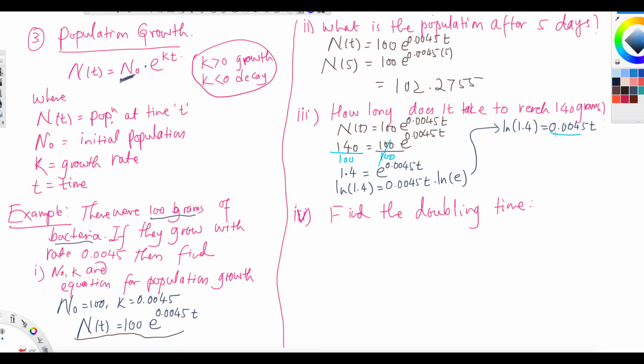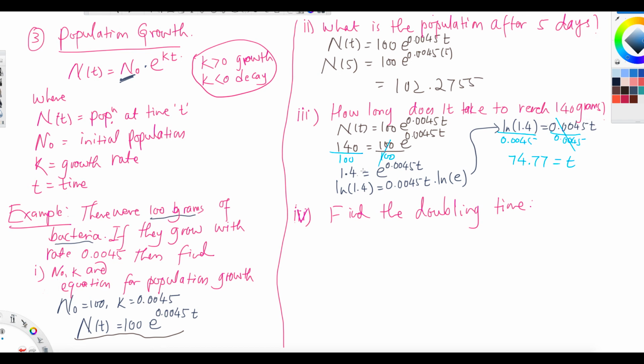You will get, let me divide that, 0.0045 and 0.0045. Okay, so what do you get? Just use the calculator because that will cancel out. You will get ln 1.4 divided by 0.0045, which implies 74.77. So t equals 74.77. That's what you get. Okay, so t is 74.77 days. So it will take 74.77 days for the bacterial population to reach 140 grams.